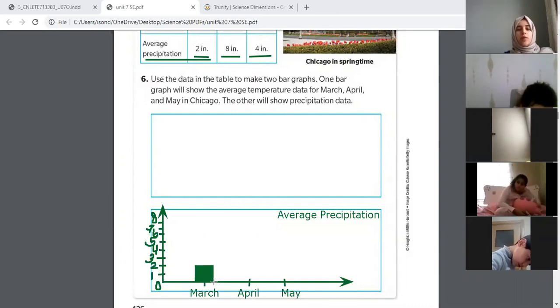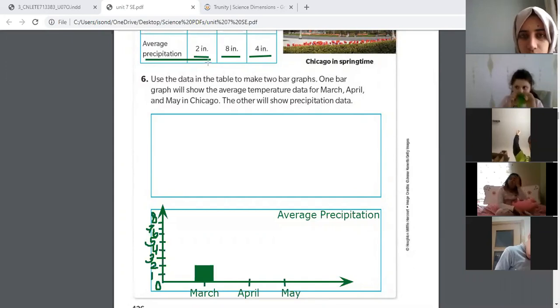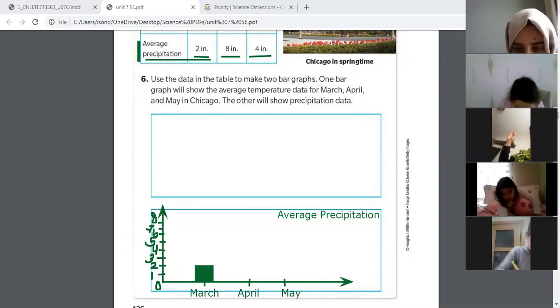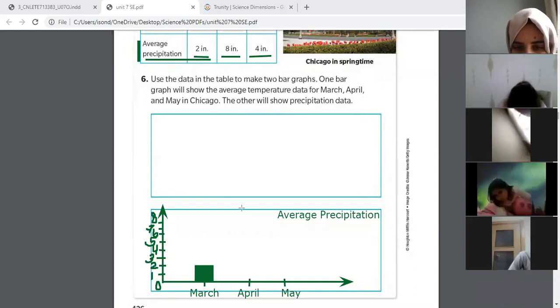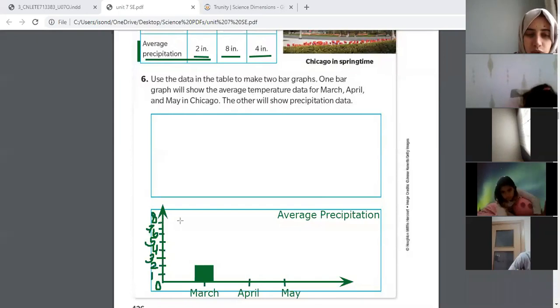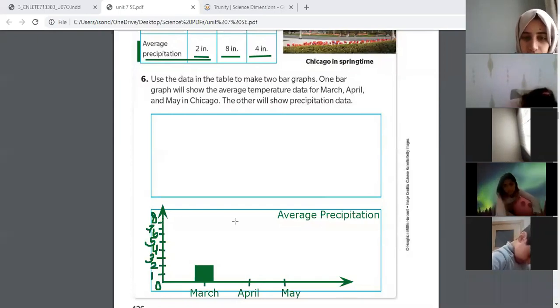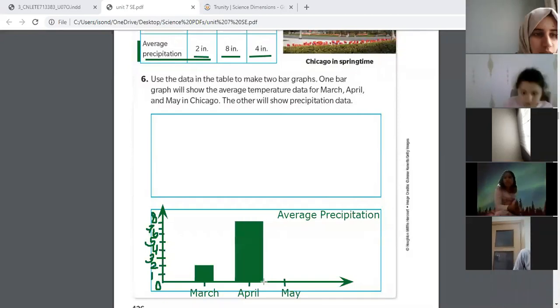Fatima, what was the amount of precipitation for April? Look at the table to find the amount of precipitation for April. The average precipitation. How much was it for April? Look at the table in your book. The second column. Yes, 8 inches. Well done. So I'm going to look at 8 here, and next to the 8, I'm going to draw a bar. Thank you, Fatima.